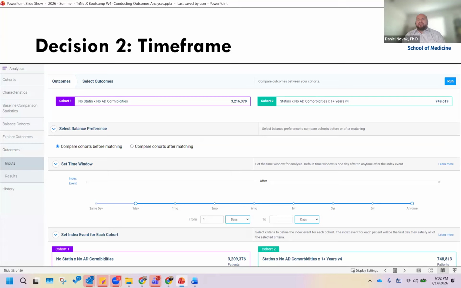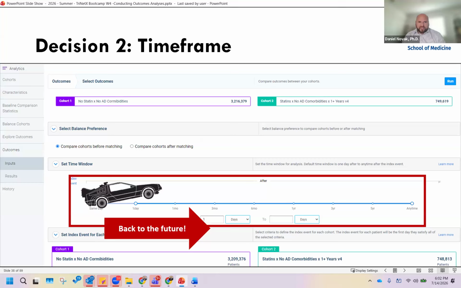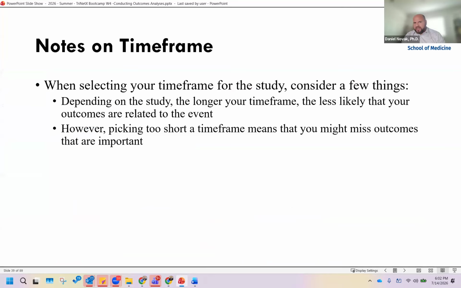Decision two is going to be about time frame. It's very important in TriNetX and in all observational research to understand how time impacts your rate of outcome. So when we're going into the future, you can set this as far out as most records, I think, in TriNetX only go as far as 20 years. They found, I think, when they did an analysis that data more than 20 years out was very rarely accessed. So for the sake of parsimony, they just don't include it.